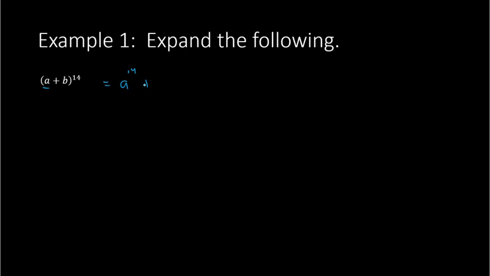And then from there, you're going to decrease the exponent with a. So the next term is going to have a to the 13th power, and then we have b to the first power. And it's b to the first power because the first term had 0 b's. Second term will have 1 b. And then the next term will have a to the 12th power, and then b squared. And then the next term after that would have a to the 11th power, and then b cubed. And etc.